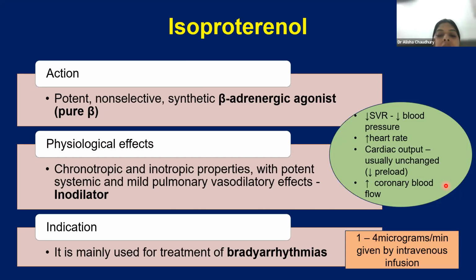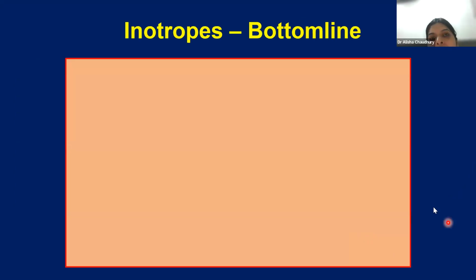Usually you would have seen isoprenaline advised in the case of bradyarrhythmias. The dose is around 1 to 4 micrograms per minute given by intravenous infusion. This is just for your awareness: isoprenaline and levosimendan you should just be aware of, but dobutamine and milrinone are really important.